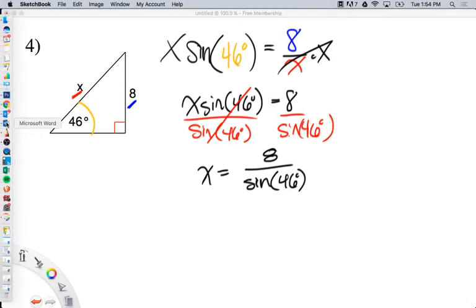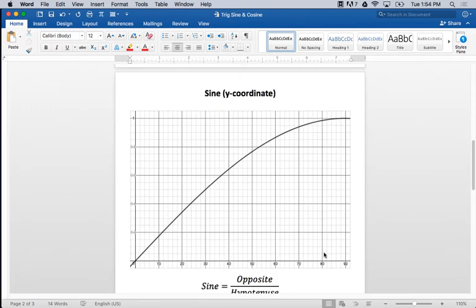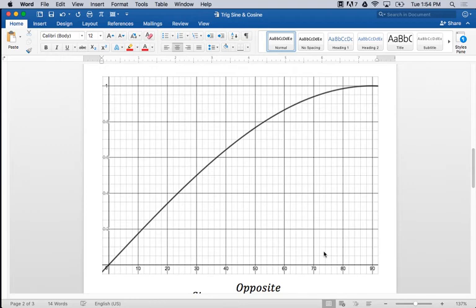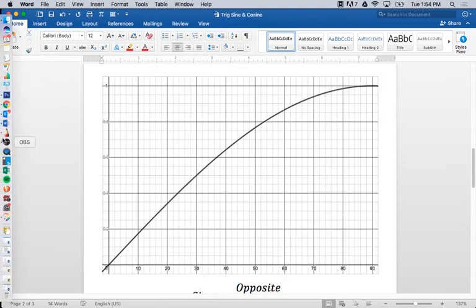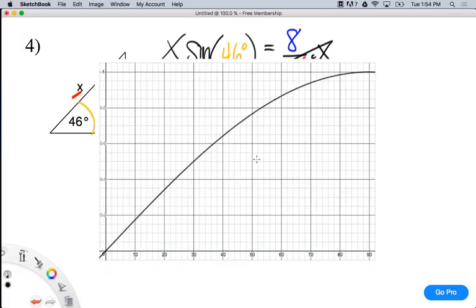Well, I take a look. See, that's the thing. If I just dropped you off the face of the earth straight into trigonometry, you would say calculator. But we know better. So what do we use? We use the graph. Check it out. On the back of your handout, you have the graph. Look, you can get the sine of 46 by using this graph.